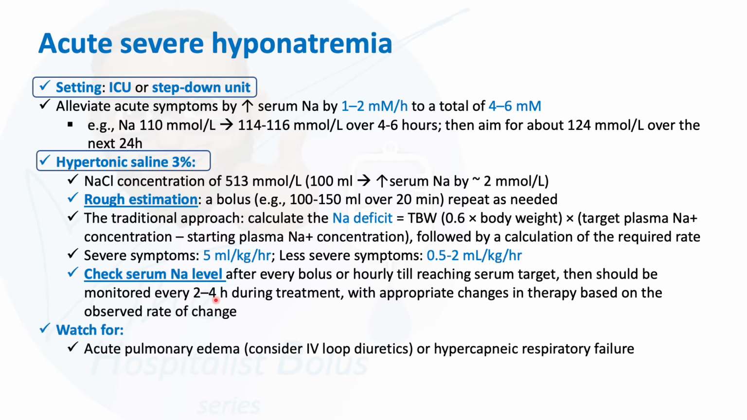So many complications can happen. Acute pulmonary edema is one of them. You can give some diuretics if that happens. Also, hypercapnic respiratory failure can happen. Cerebral edema and herniation can also happen with these patients. So be careful. You have to do periodic neurological examination of this patient and periodic checking of serum sodium. And meanwhile, you can start to think about the underlying cause and try to tackle that as well.